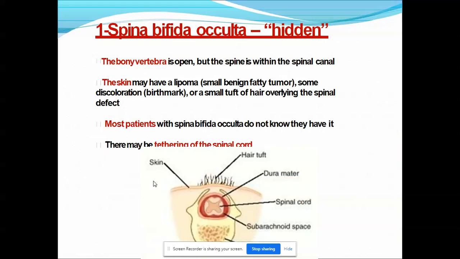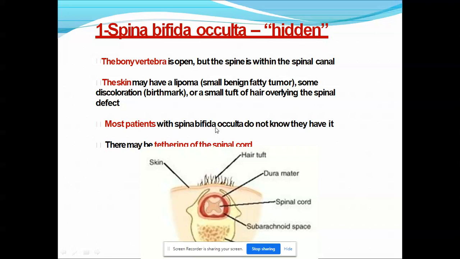Now, spina bifida occulta is the hidden type of spina bifida. So the bony vertebra is open, but the spine is within the spinal canal. The skin may have a lipoma. Lipoma means a small benign fatty tumor. Some discoloration can be present as a birthmark, or a small tuft of hair overlying the spinal defect.